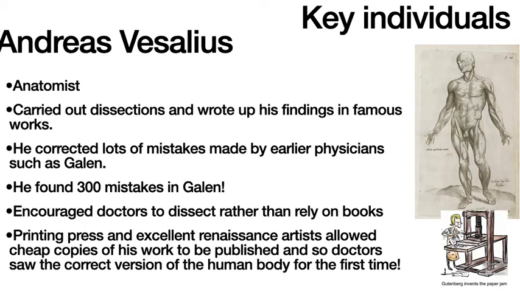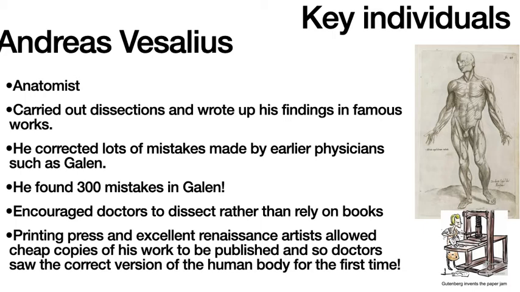However, Vesalius was allowed to carry out dissections, and then he wrote up his findings in famous work. For example, his 6 anatomical tables, or his On the Fabric of the Human Body. Now, these were important works because they actually got the body right this time. He realised that Galen and those who'd come before him had made lots of anatomical mistakes because they hadn't been working on humans, they'd been working on monkeys, for instance, pigs.